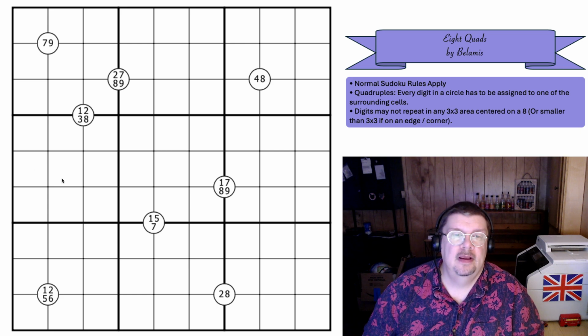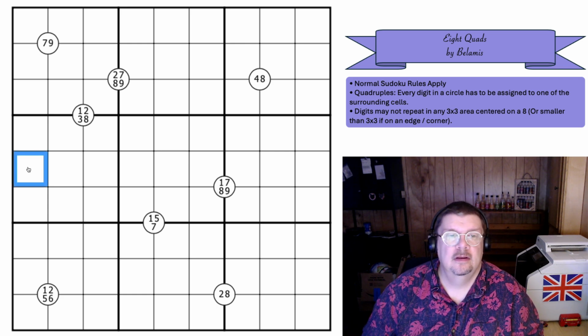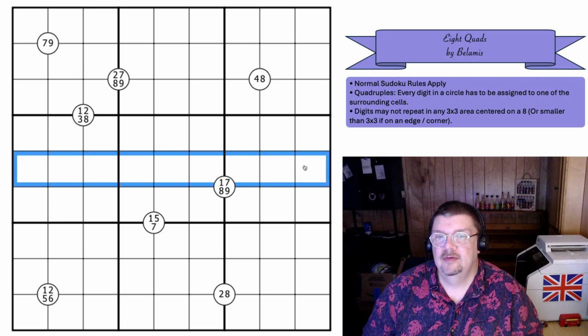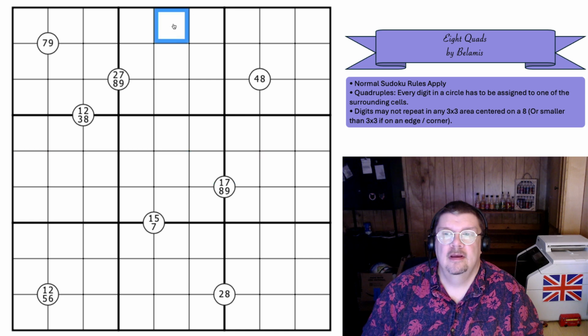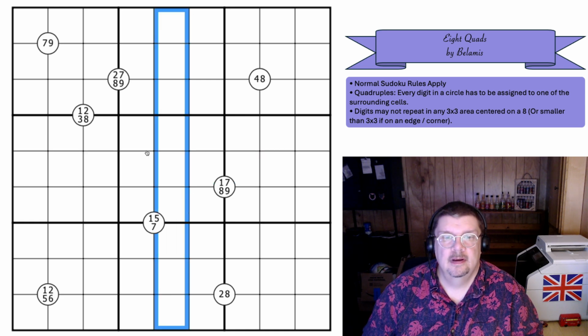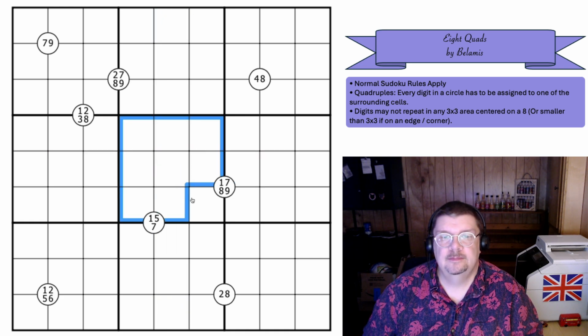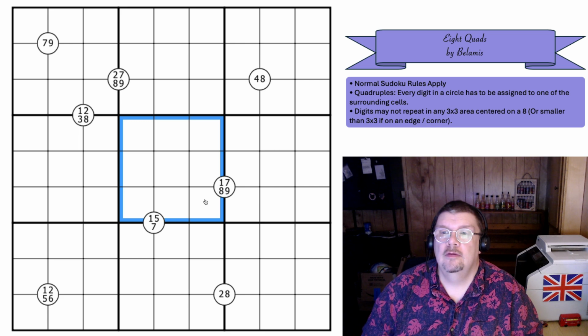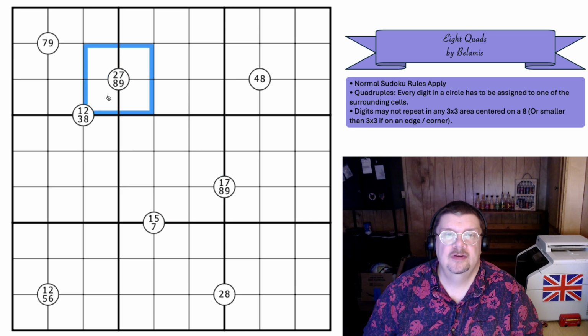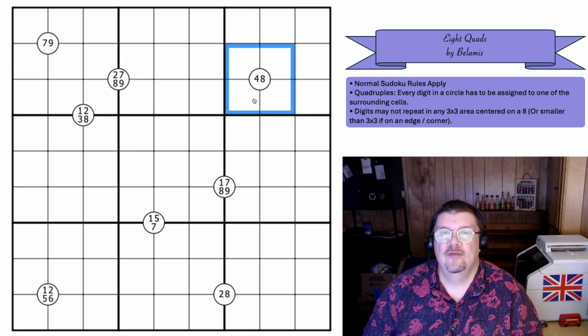Normal Sudoku rules apply, so we're going to place the digits 1 to 9, once each, in every row, every column, and in every 3x3 box. Quadruples: every digit in a circle has to be assigned to one of the surrounding cells. So these 4 digits are going to be 2, 7, 8, and 9 in some order, and 4 and 8 will appear in 2 of those 4 cells.